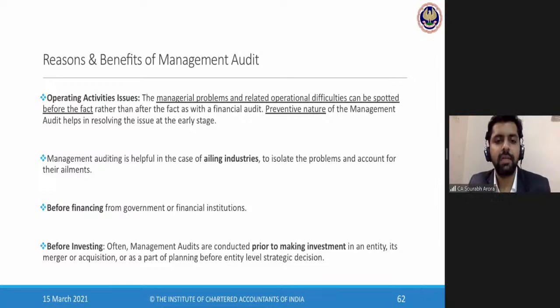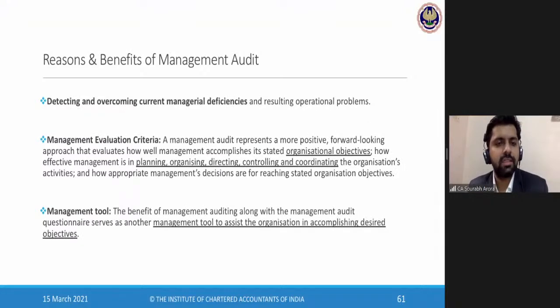Management auditing is helpful in case of ailing industries to isolate the problems and account for their ailments. Self-explanatory. And before financing from the government or from the financial institutions, or before investing, generally the management audit is done to evaluate whether their funds are secured and whether the proper returns on investment will be derived from that investment or not. And not just investing, but for mergers, acquisition, and before any strategic level decision. So these are the reasons and benefits of the management audit.